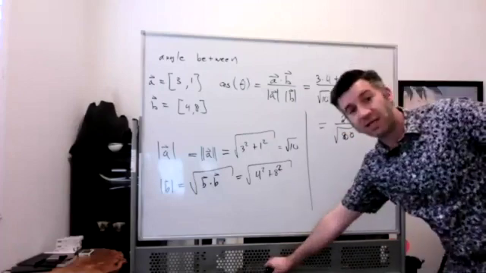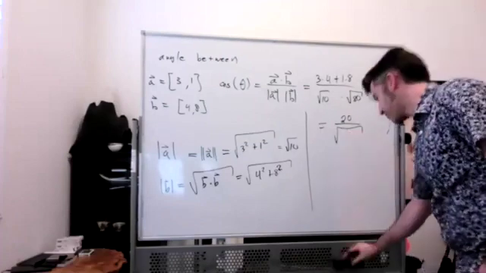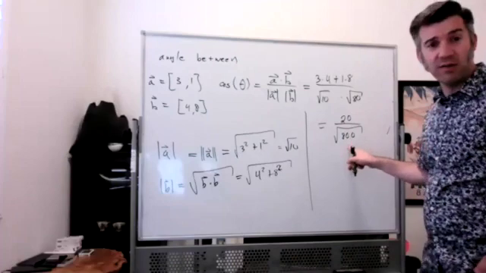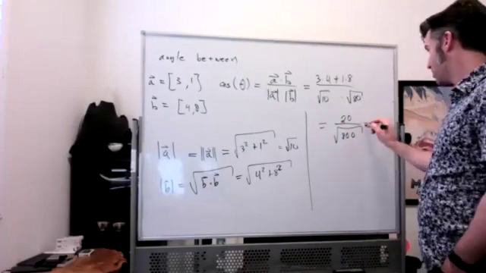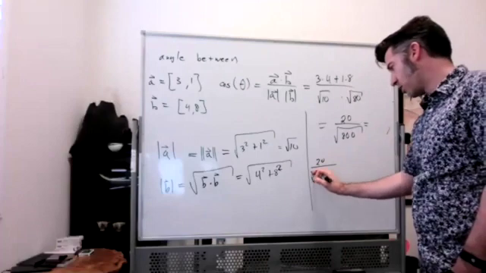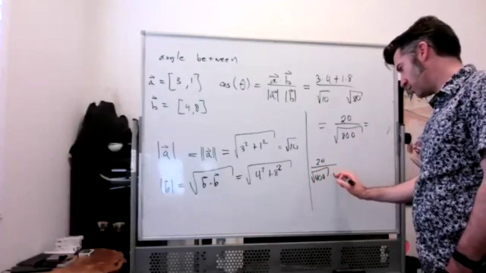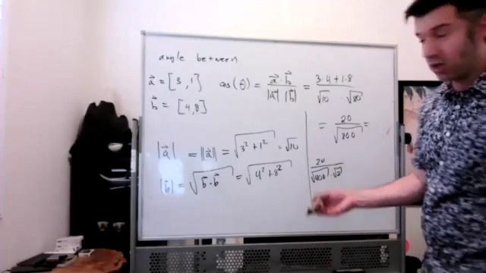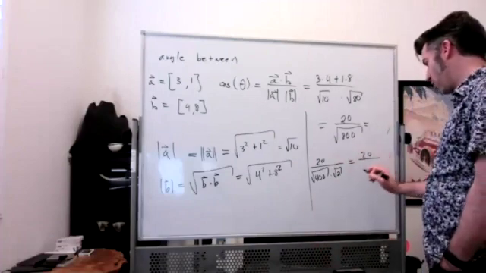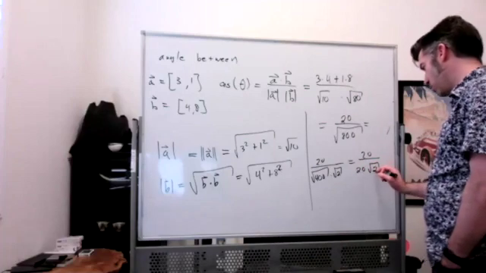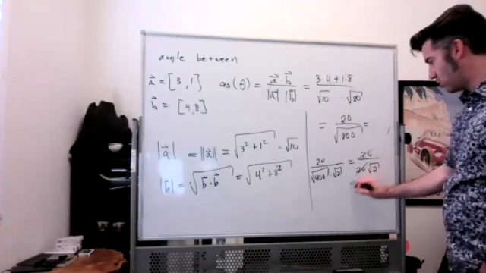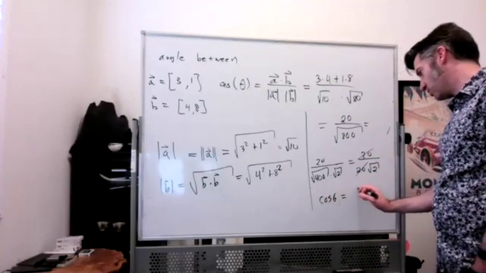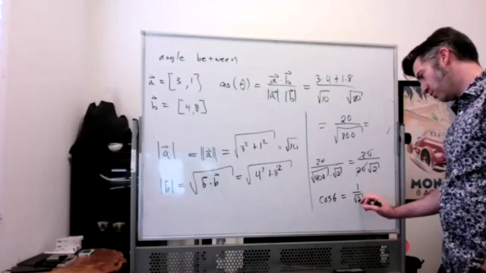Okay, well, I can definitely simplify this. So let's see, 20 over, 800 is 400 times 2. So that's 20 over the square root of 400 times the square root of 2. Why did I pick 400? Because I know that 400 is 20 squared. So this is 20 over 20 times the square root of 2. The 20s cancel, and I get that cosine of theta equals 1 over the square root of 2.